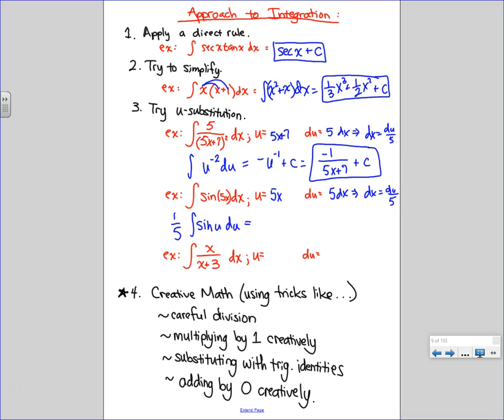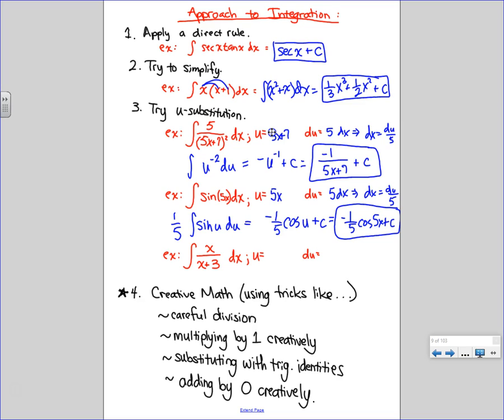What is the integral of sine of u? Negative cosine. Good. Negative cosine of u plus c. Then we plug in negative 1/5 cosine of 5x plus c. You okay? So question. Does it make sense why?